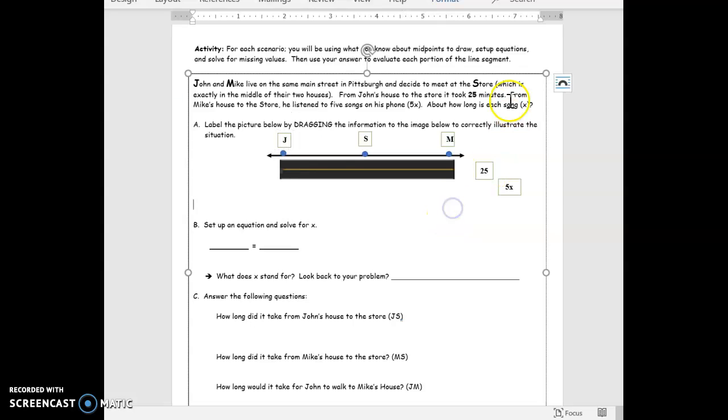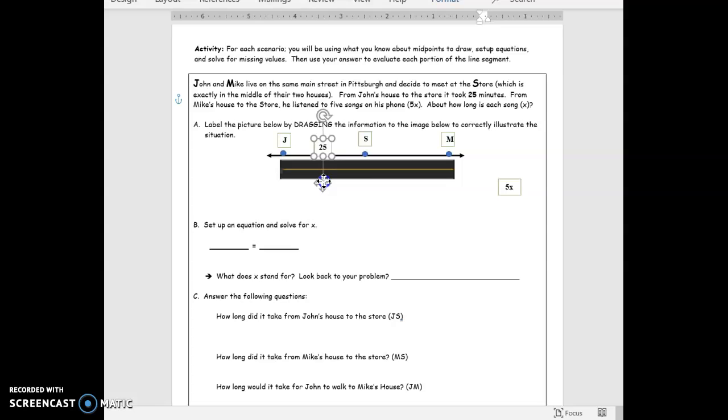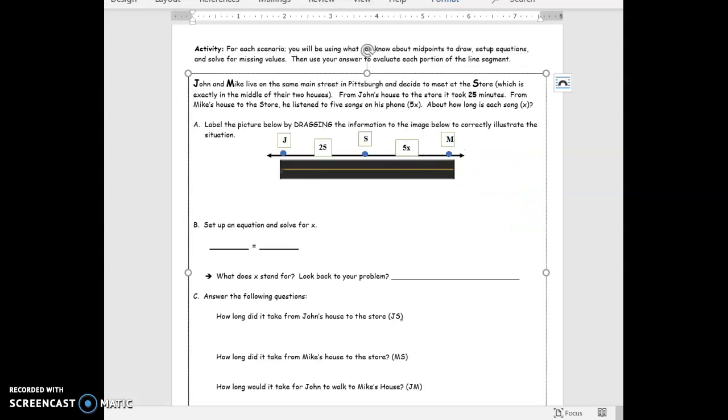From there, if we look at the next information, it says from John's house to the store, so from J to S, right? It took about 25 minutes. So here's our 25 box, and I'm going to go ahead and stick that in there. From J to S, it's 25 minutes. And then from Mike's house to the store, so that's M to S, he listened to 5 songs on his phone, which is represented by the expression 5x. So what I'm intending for you to do is take those information boxes that I create for you on the right-hand side of the picture and drag them in so again, it correctly illustrates the situation.